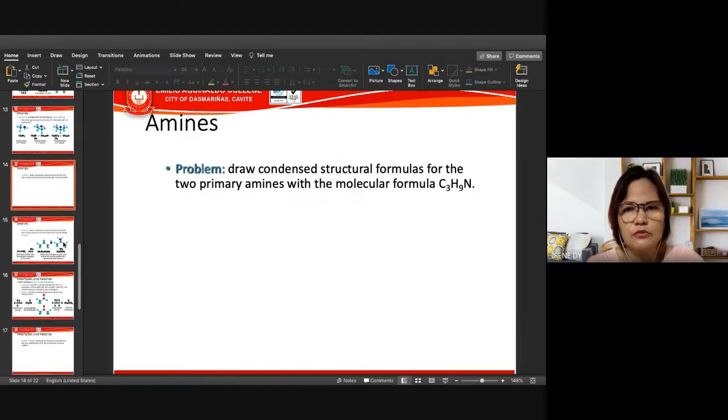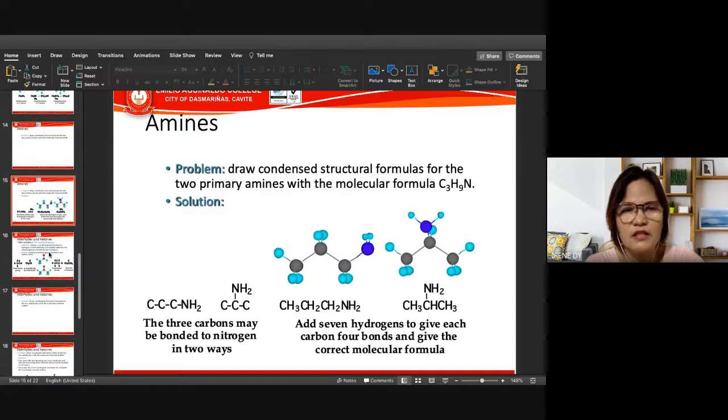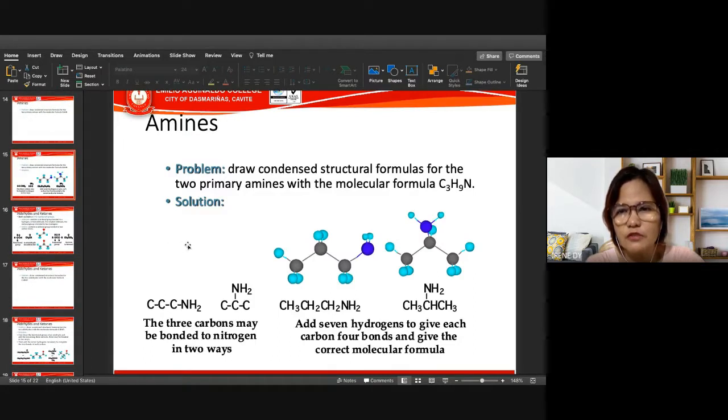So here you are asked to do a condensed structural formula. The molecular formula was given, and what is being asked is the condensed. Go back to the slide and look at the condensed structure I showed earlier. This is a way of drawing condensed structural formulas for the two primary amines with the molecular formula C3H9N. The 3 carbons may be bonded to nitrogen in 2 ways. It could be like this, and it could be like this. See how it starts, class. It can be at the end, or it can be on top.